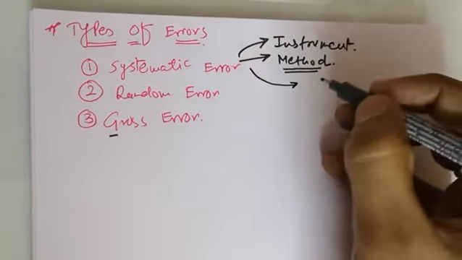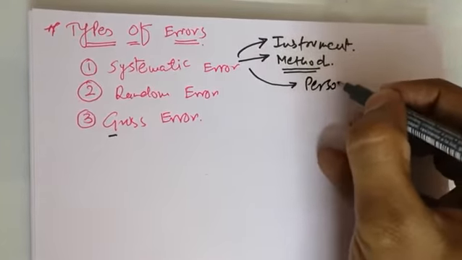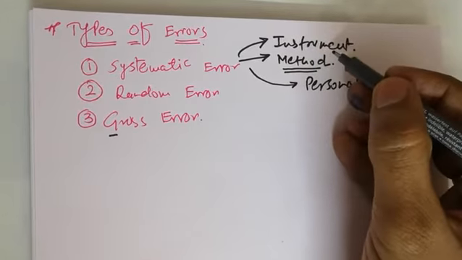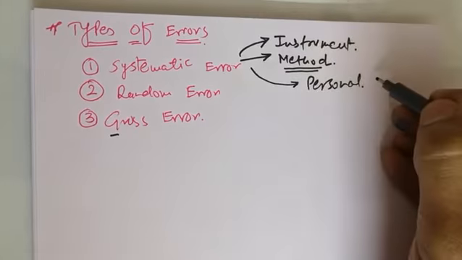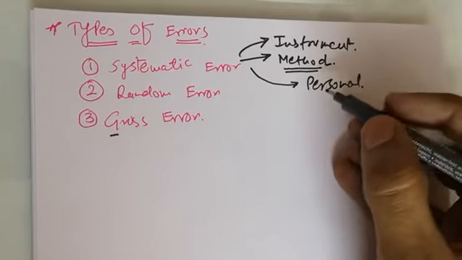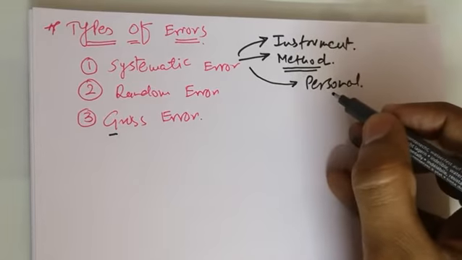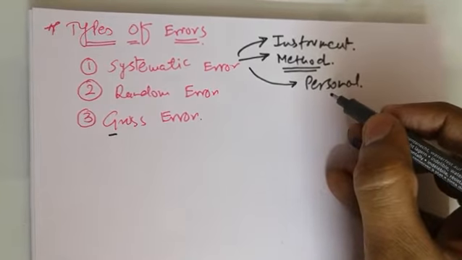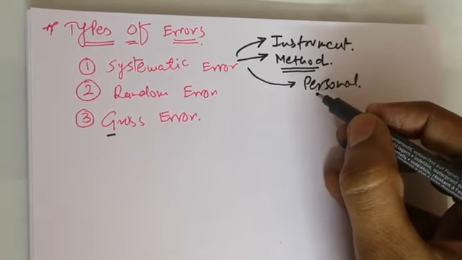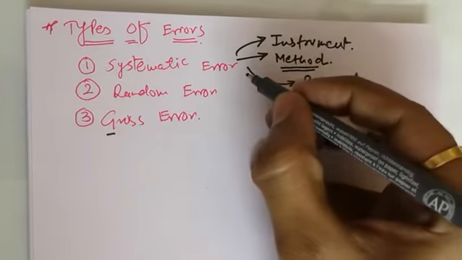The third part is called a personal error. If someone is okay with the method and okay with the instrument, but personally is not okay with the calculation, he or she may lead to another error called a personal error. So whenever you are performing any practical, be careful that personal error does not lead to a wrong observation.